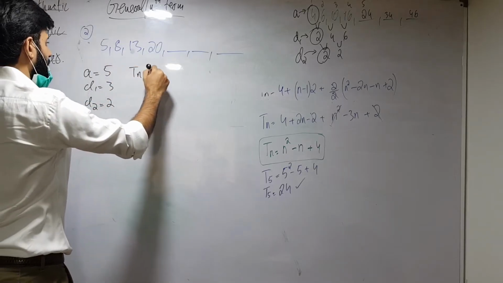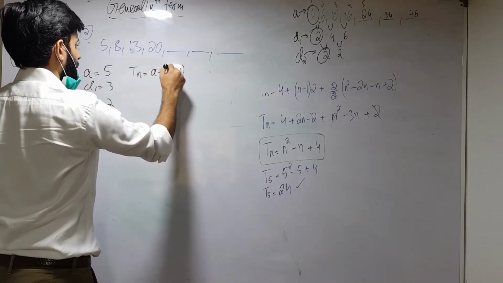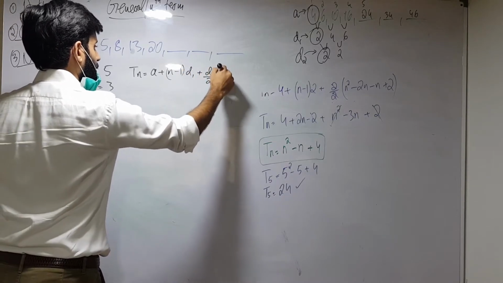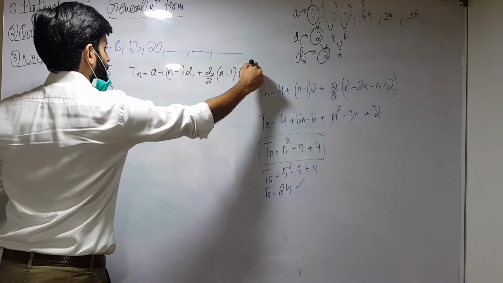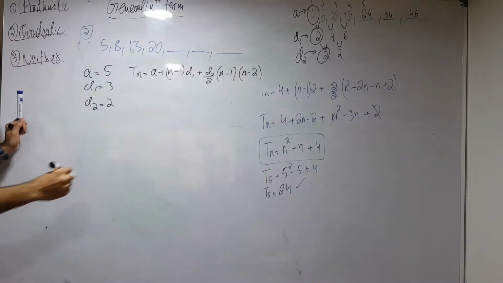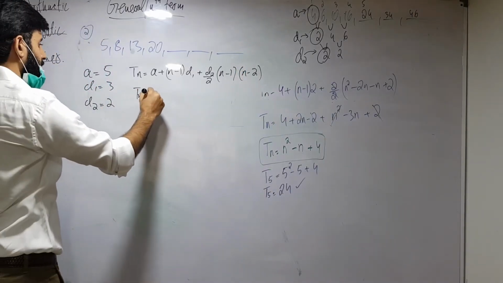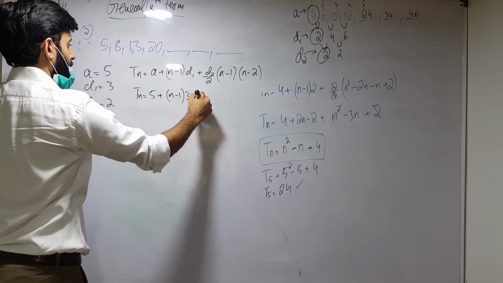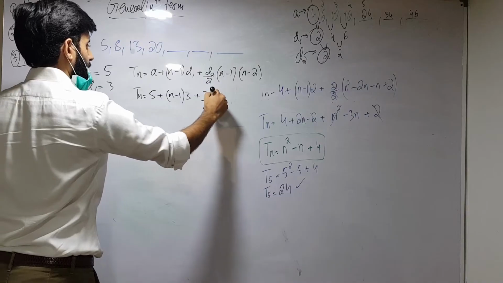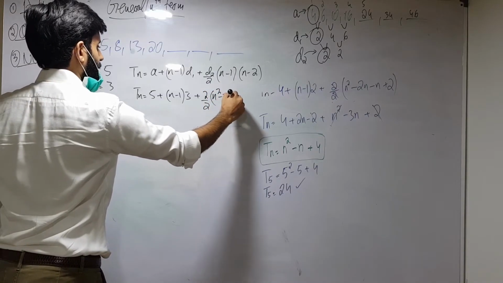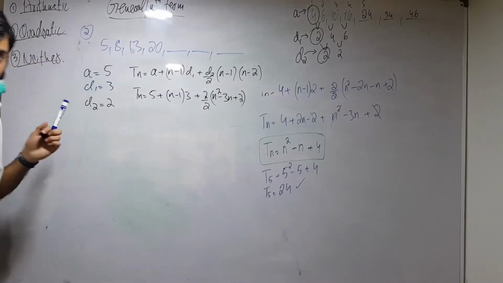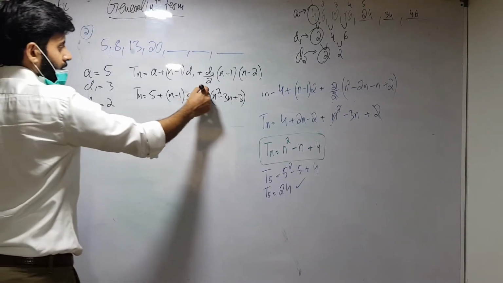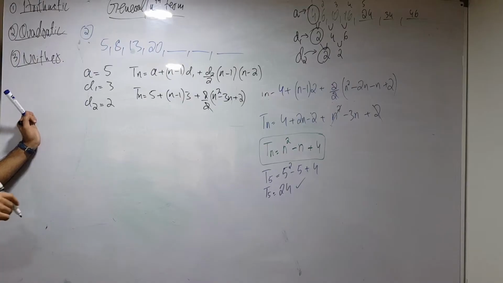Tn equals to A plus n minus 1 times D1 plus D2 divided by 2, n minus 1, n minus 2. ठीक है, so let's just plug in the values now. So the first term is 5 plus n minus 1 plus, इसको अगर expand करके लिख लें हम तो you're gonna get n square minus 3n plus 2. ठीक है, you can memorize the expanded version also. That'll save you a couple of minutes. So 2 and 2 gets cancelled out. That's the first thing. ठीक है.